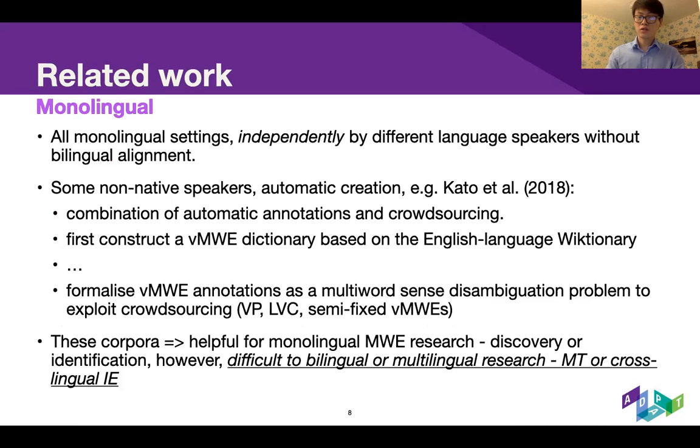However, all these monolingual corpora are created independently by different language speakers without bilingual alignment. Some are even done by non-native speakers and by automatic creation, such as Cato 2018. These corpora are very helpful for monolingual MWE researchers, such as discovery and identification. However, it would be very difficult to utilize such corpora for bilingual or multilingual research, such as machine translation and cross-lingual information extraction.